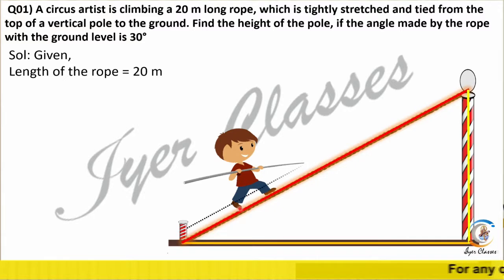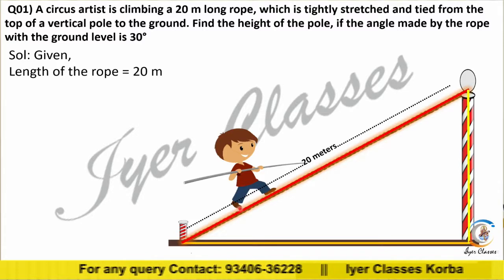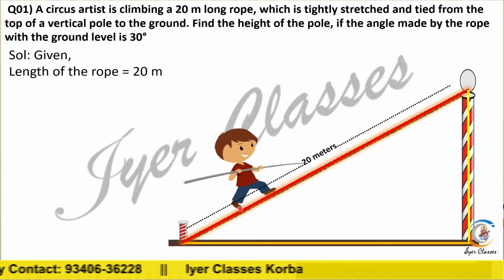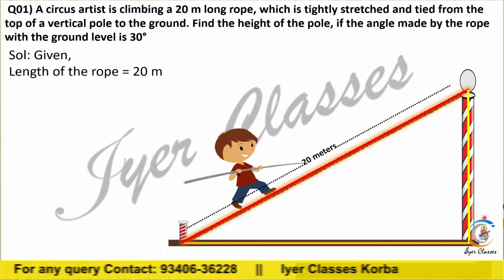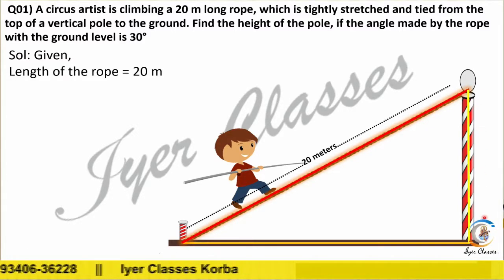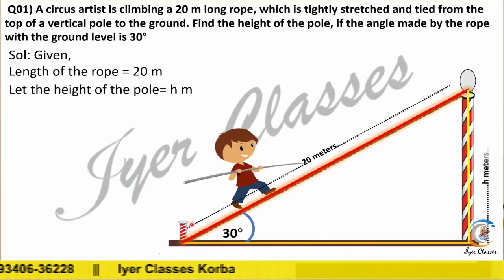Using trigonometry, we can easily find out the height of the pole. Now you can see a right angle triangle in this figure, right? The boy is climbing the tower. The rope as well as the tower and the ground makes a right angle triangle, and we are supposed to find out the height of the pole, which is actually the perpendicular of the right angle triangle, and you are given the length of the rope which is making the hypotenuse of the right angle triangle, right? Now let the height of the pole be h meters because we don't know that.